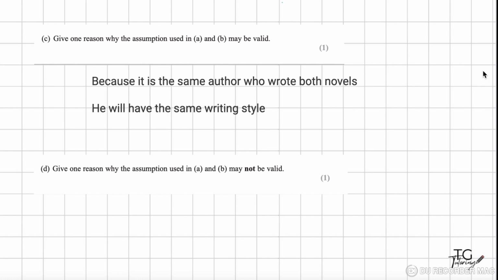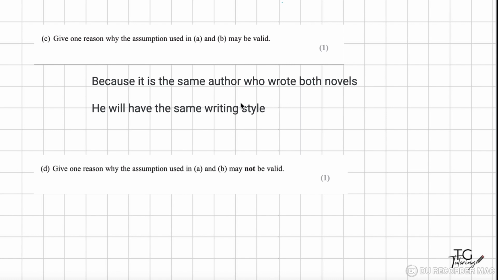This is where we have to get our common sense brain on for stats. So this has nothing to do with any of the skills you might have learnt, but this is thinking in context. So the context of this is that we have an author who has written 2 novels. So why might it be reasonable to assume that they have a similar distribution? It's reasonable because it's the same author who wrote both novels, so he'll have the same writing style. So it's likely to have the same number of errors per page, something along those lines. So it's being able to identify the context of the question and to justify the assumptions that we made.